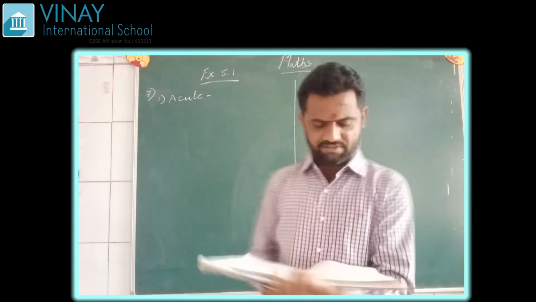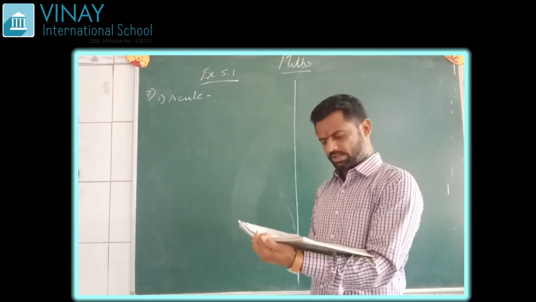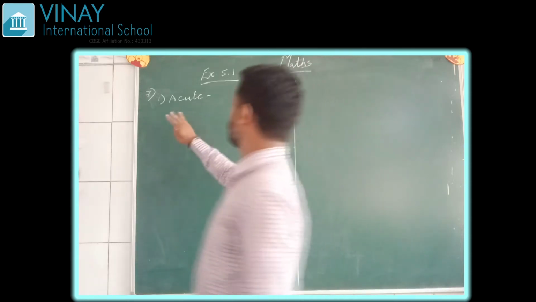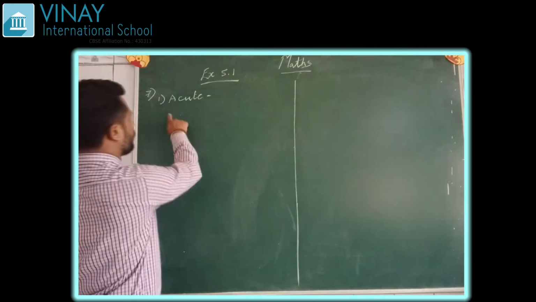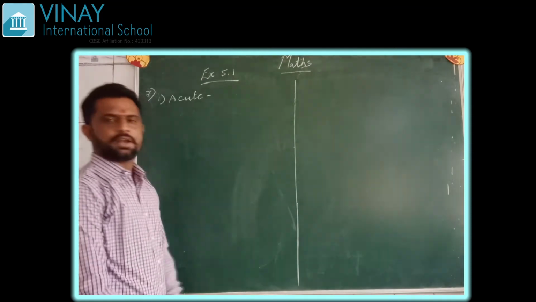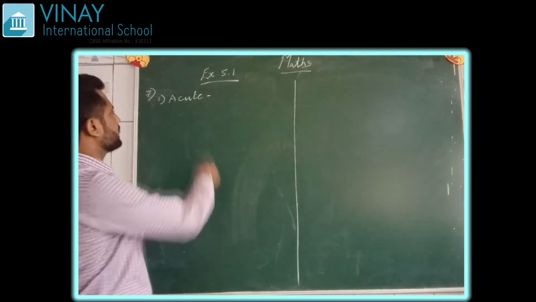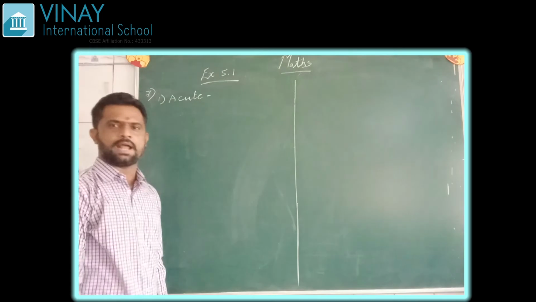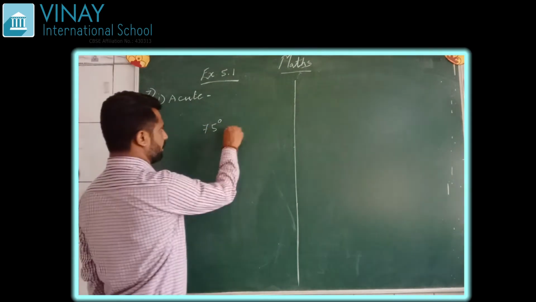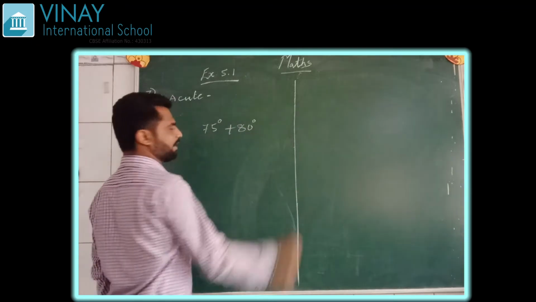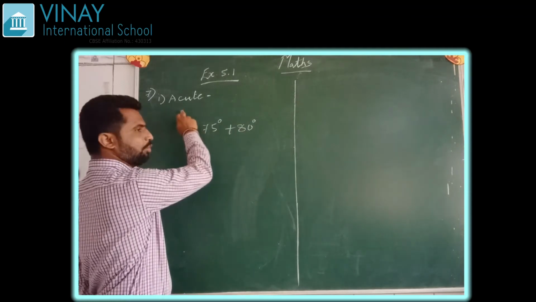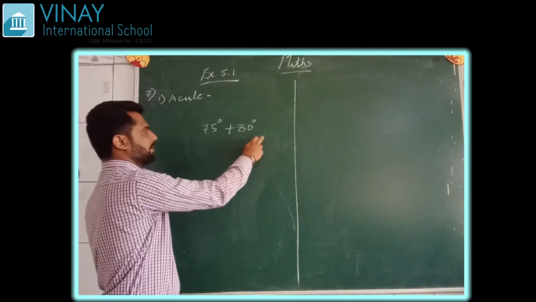Now, question number 7: can two angles be supplementary if both of them are, first one, acute angles? We have to find out whether both angles being acute can be supplementary or not. We know that acute angle means the angle which is less than 90 degrees. If we say 75 degrees, it is an acute angle. If we say 80 degrees, it is an acute angle.